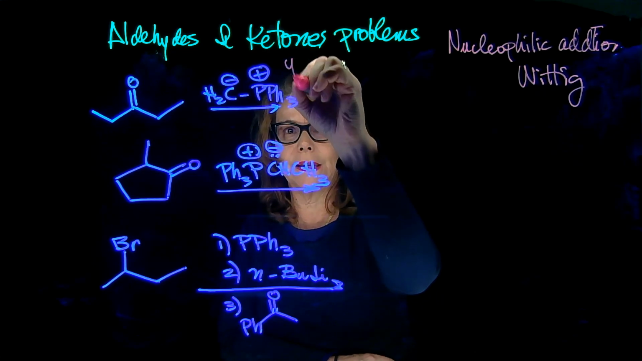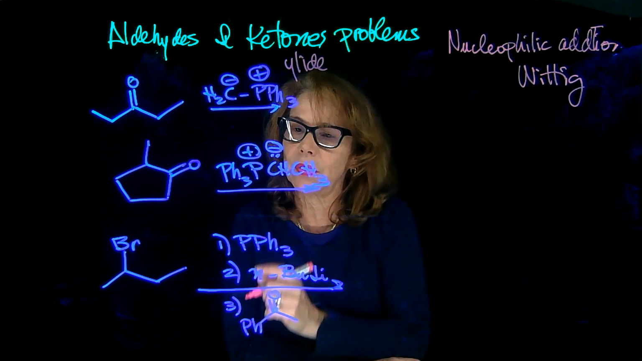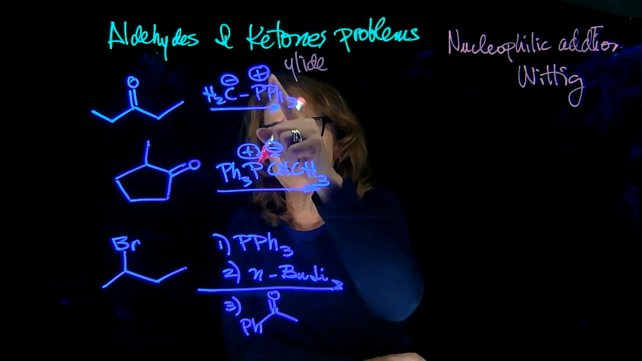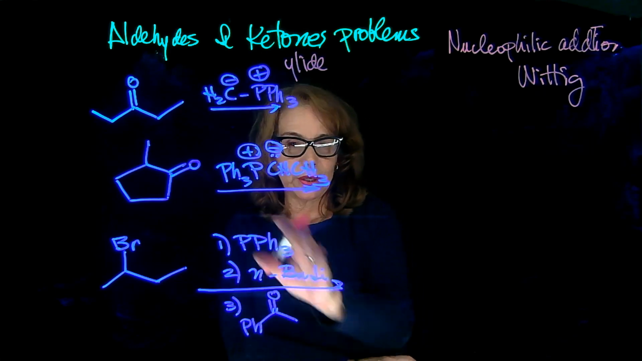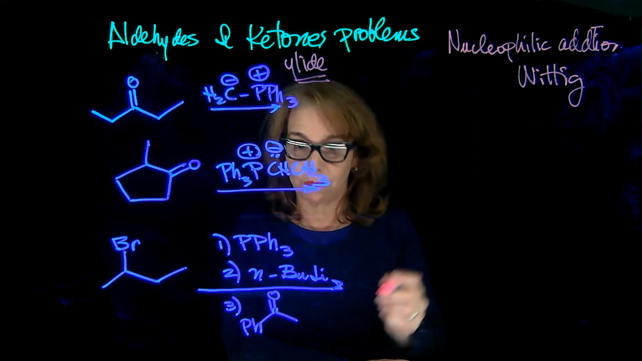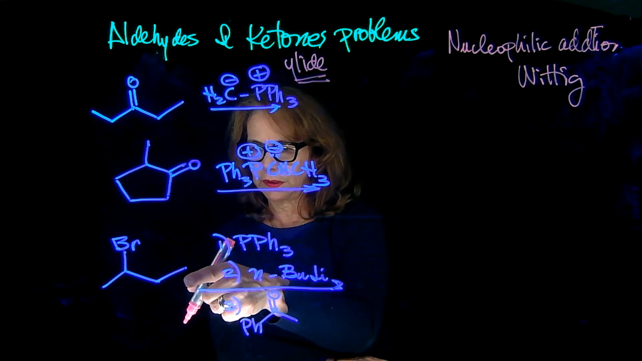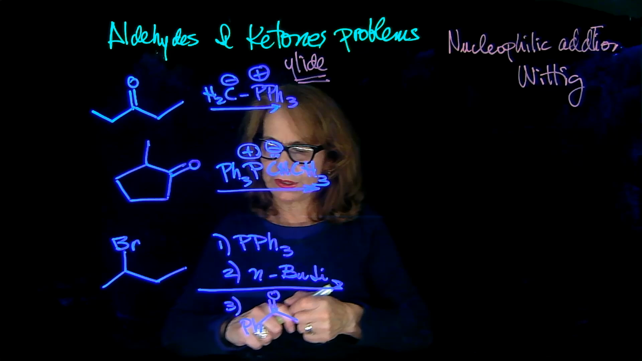This is called an ylide. And notice it has a negative and a positive next to each other: negative on the carbon and the phosphorus being positive. So how do we generate the ylide, which is my Wittig reagent? This is done this way. You start from an alkyl halide.